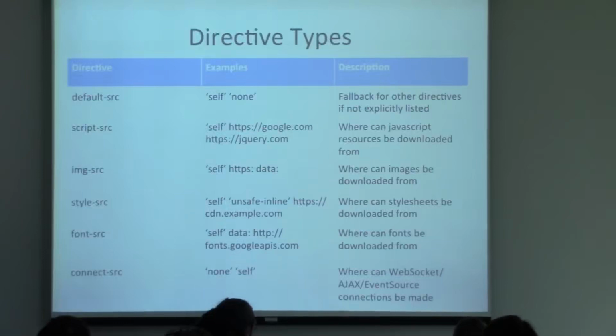So I put up all the directives. I don't think we need to cover them. Most of them are pretty self-explanatory, like we just talked about default source and script source. You can kind of guess, like script source only allows scripts from these places, images, styles, fonts, connects. These all make sense. For connects, connects can be WebSockets, AJAX, or event sources. Three different mechanisms the browsers use.